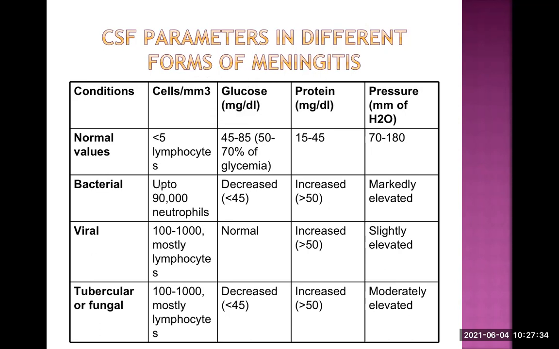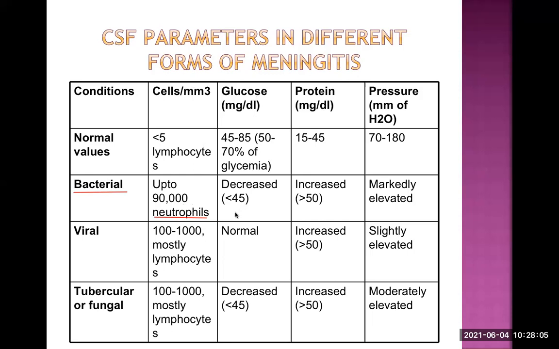So here, in bacterial meningitis, there is a very increased number of cells. This is a highly variable point. There may be 90,000, there may be 50,000, there may be just 1,000 or 2,000, but the majority of them are neutrophils. More than 80% or more than 90% of those cells are neutrophils. That shows it is a case of acute bacterial meningitis.